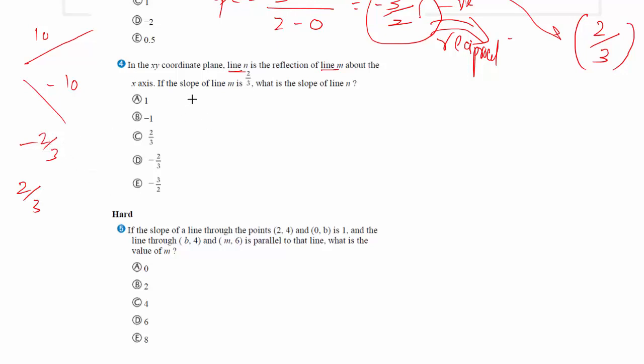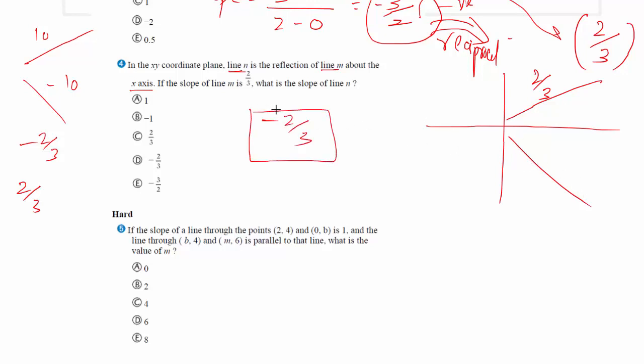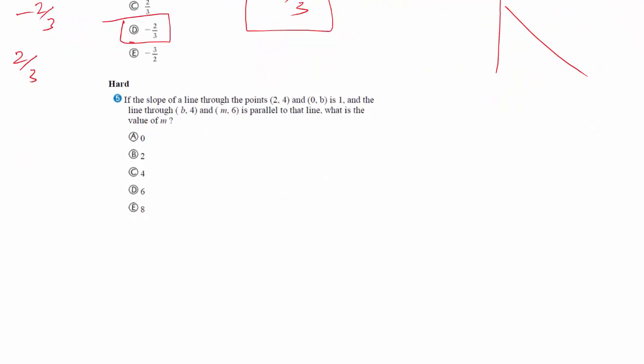Okay, so about the x-axis. So you're having a reflection about the x-axis. That means if a line N is here, so its reflection is like this, so the slope is 2 over 3. What will be the slope of this line? It will be simply negative 2 over 3. Very simple question, just to know that the reflected lines are having negative slopes of each other. So that is option D. Now let us see question number 5.